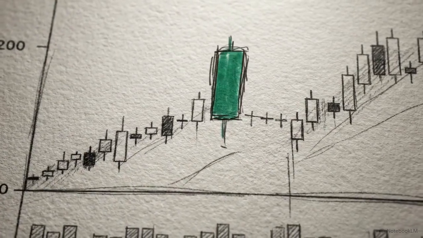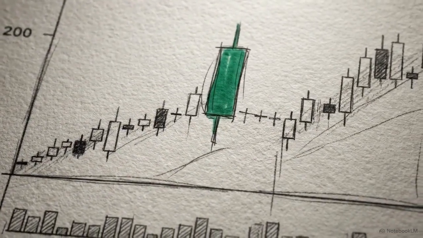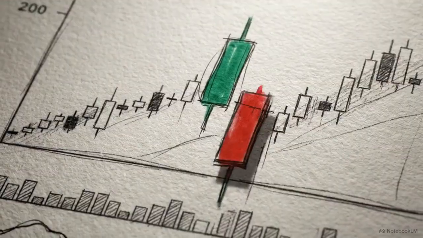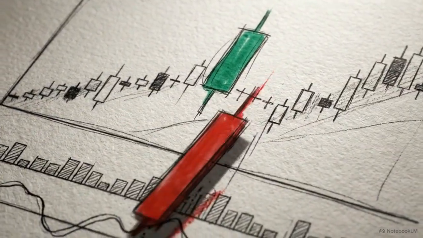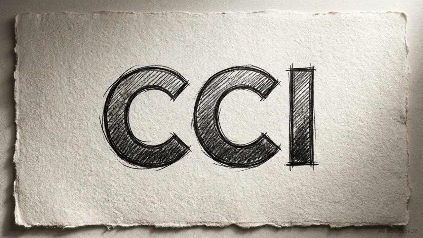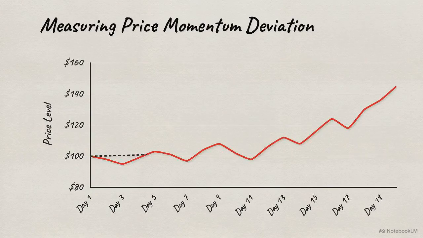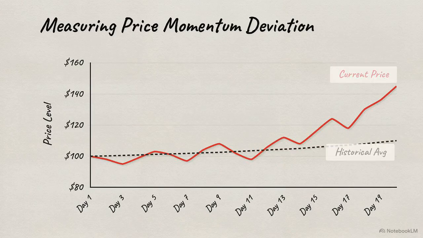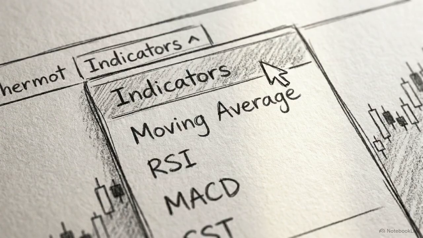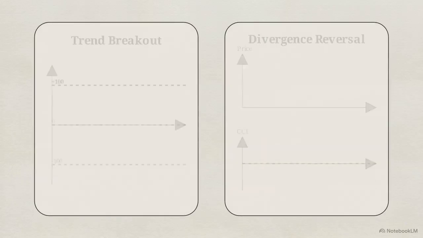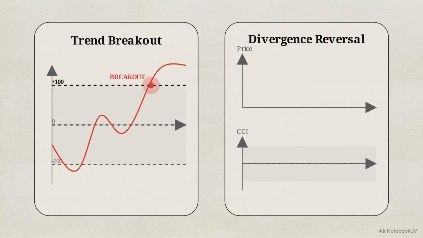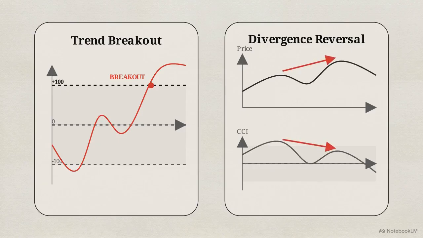Have you ever entered a trade exactly when the momentum dies, or closed your position right before the asset finally breaks out? The Commodity Channel Index, or CCI, is designed to solve this exact problem. It measures current price strength against historical averages to give you a mathematical read on momentum. In this guide, we are going to configure your chart for the CCI and map out two high-probability setups, the trend breakout and the divergence reversal.